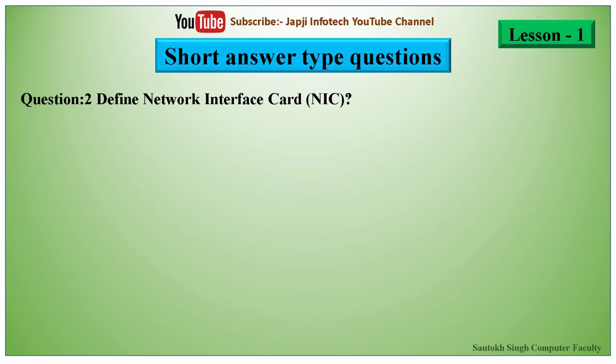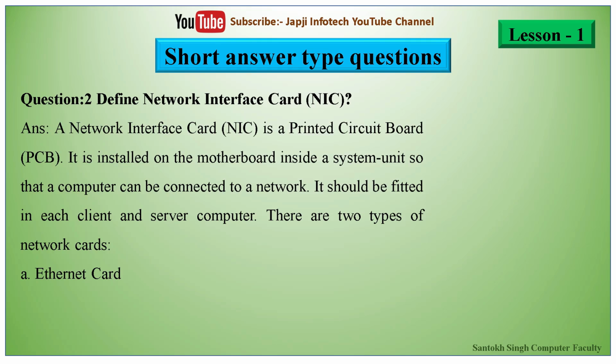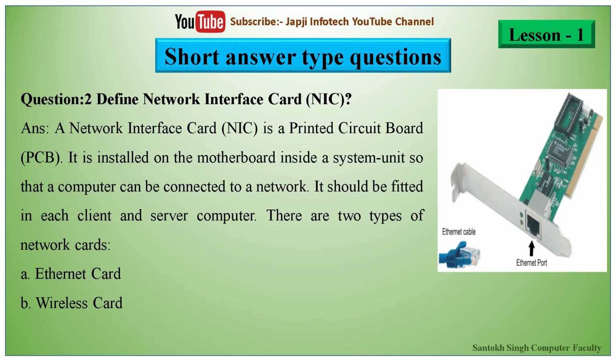The second question is: define network interface card. A network interface card is a printed circuit board. It is installed on the motherboard inside a system unit so that a computer can be connected to a network. It should be fitted in each client and server computer. There are two types of network card. The first one is Ethernet card and the second one is wireless card.